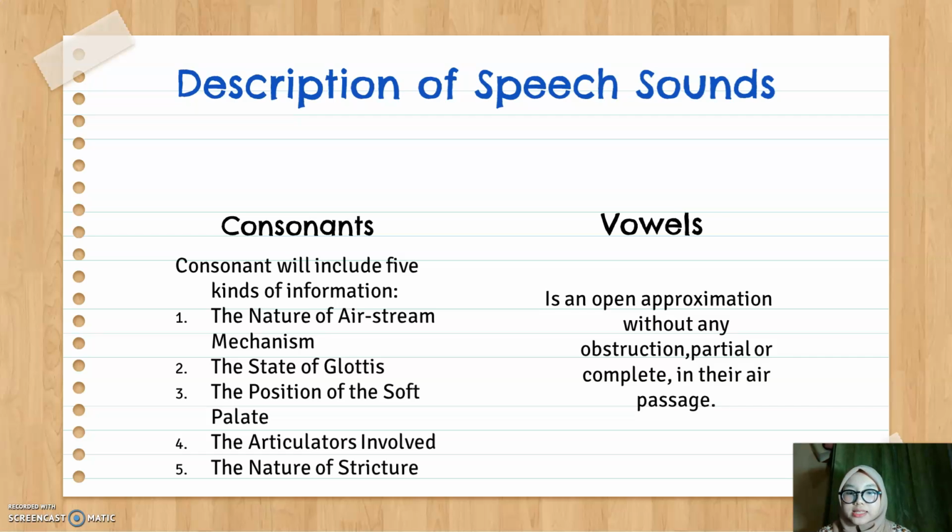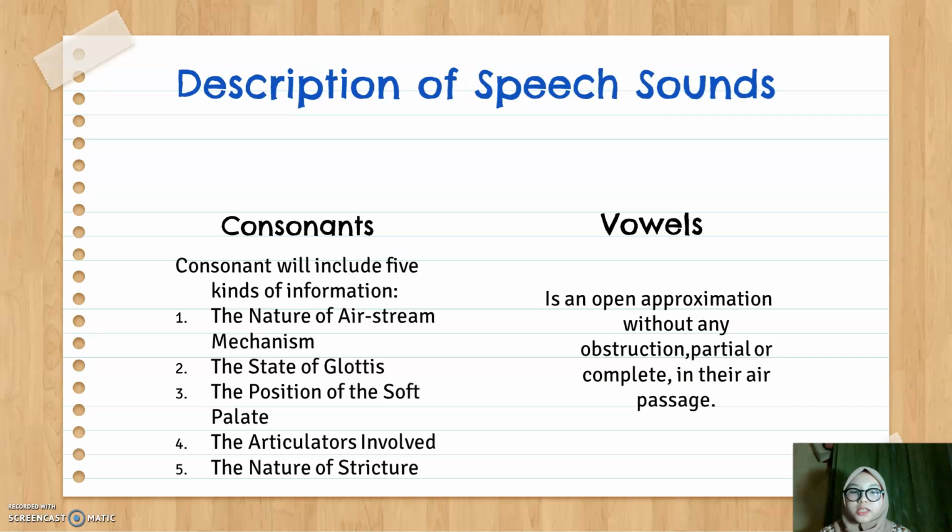Second is the state of the glottis. A consonant may be voiced or voiceless, depending upon whether the vocal cords remain wide apart or in a state of vibration. Third, the position of the soft palate. While describing consonants, we have to mention whether they are oral sounds or nasal sounds.